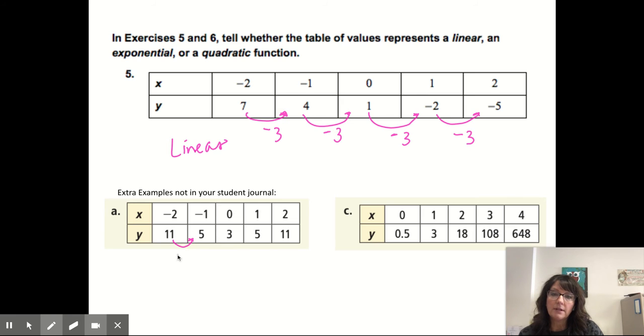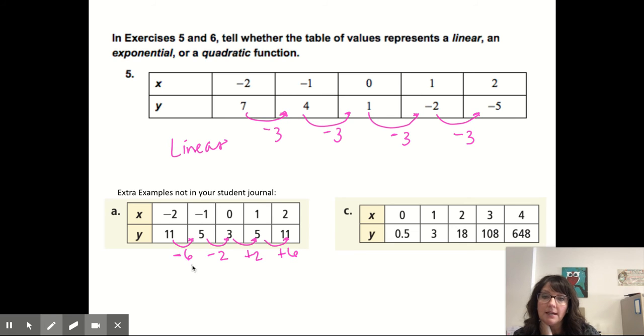11 to 5 is -6. 5 to 3 is -2. 3 to 5 is +2, and 5 to 11 is +6. So it's not a constant rate of change. Could I look to see if there's a constant ratio? Like, is 5 over 11 equal to 3 over 5? And it is not. So there's not a constant common ratio.